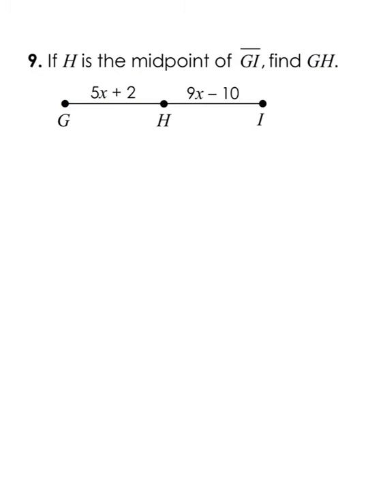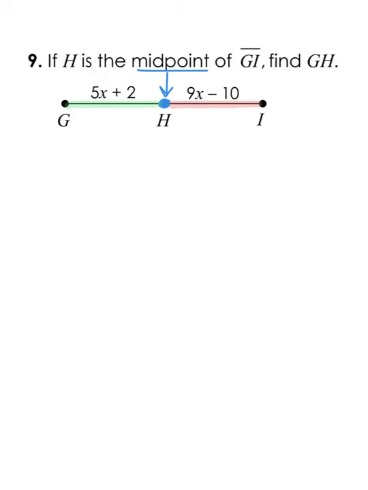Okay, on to our next question. Number 9. If h is the midpoint, our vocabulary word, our highlight for the week, the skill. So h is the midpoint. It's given information. Because they tell you this is the midpoint, automatically you know that both of these sides are equal to each other. So this left side GH is congruent to HI. So those are congruent.